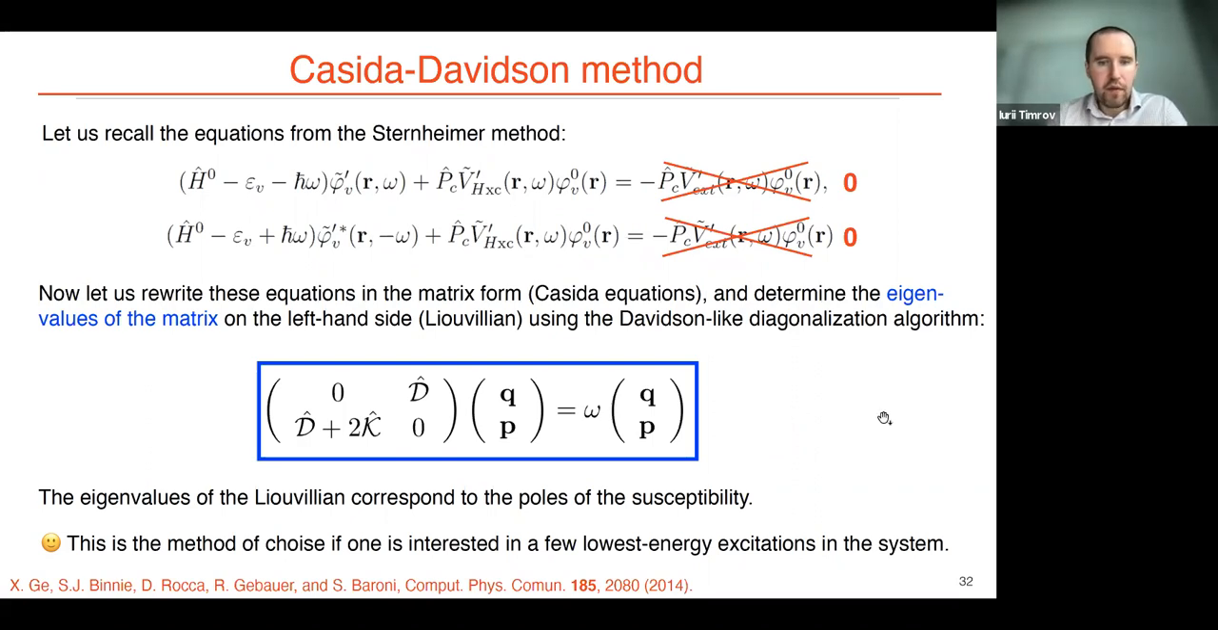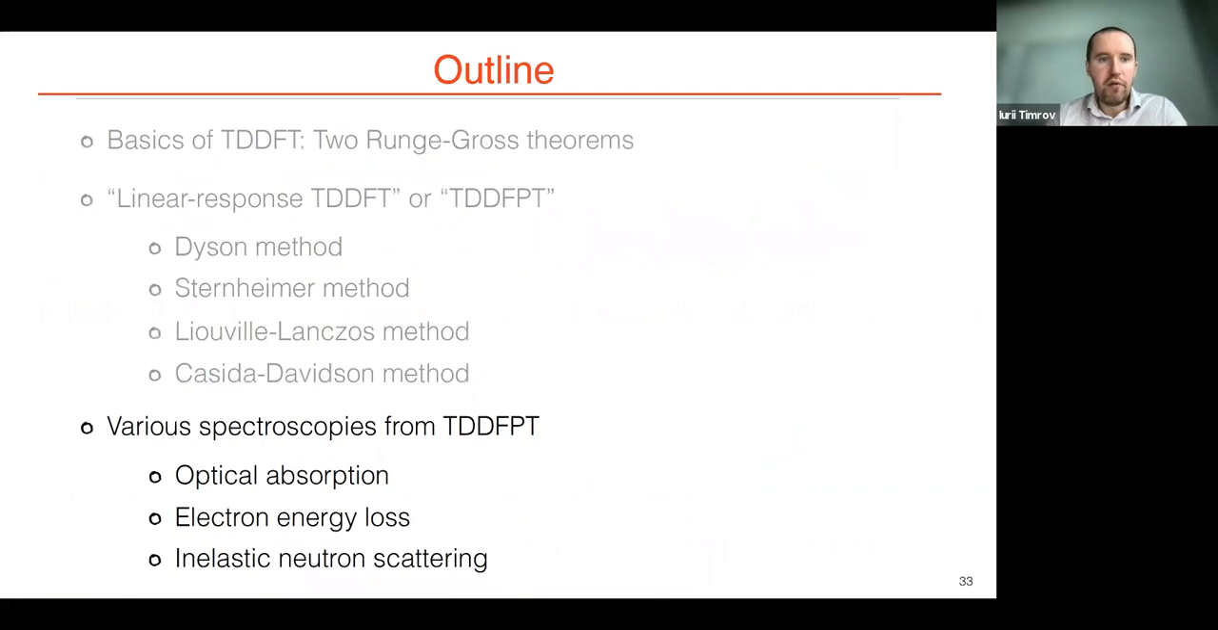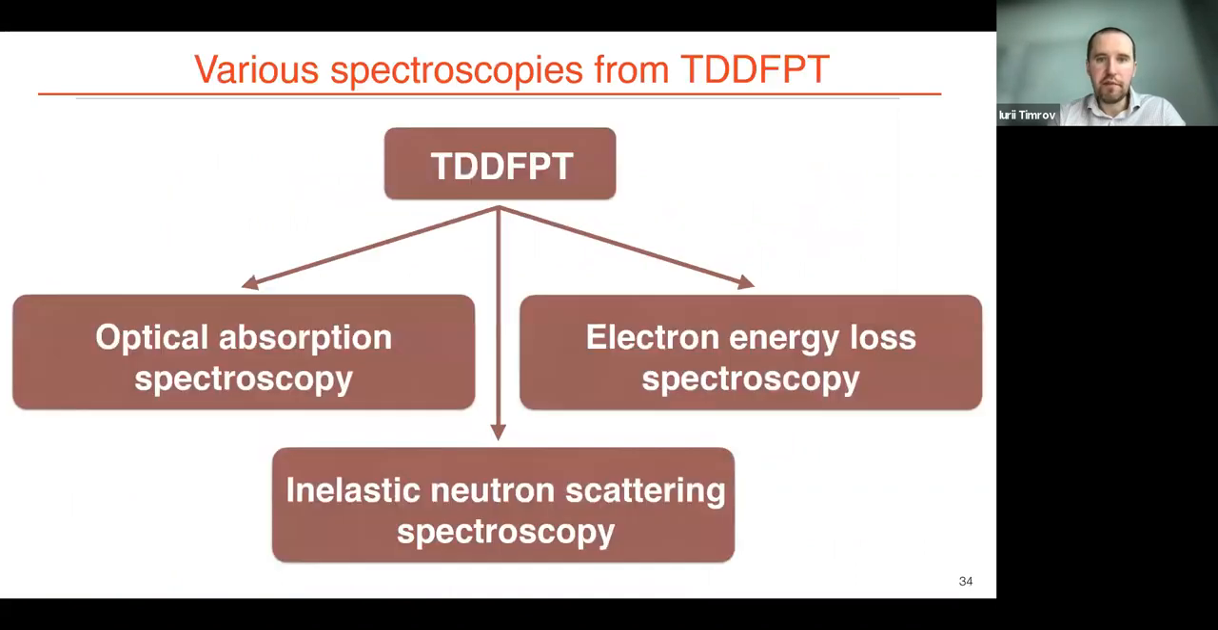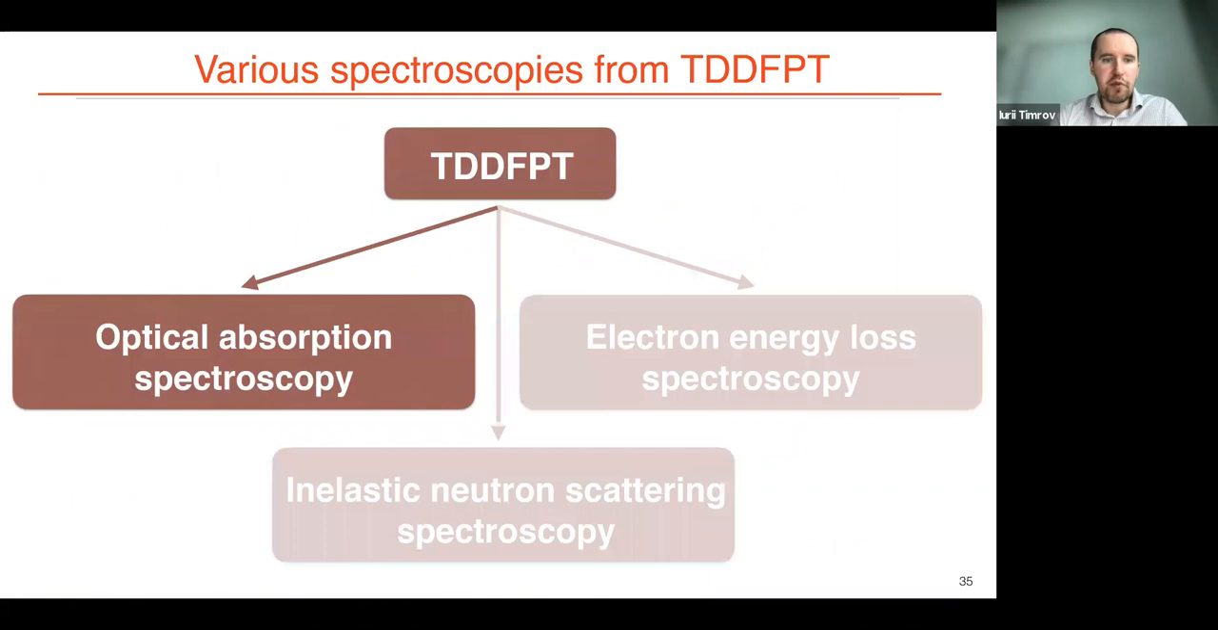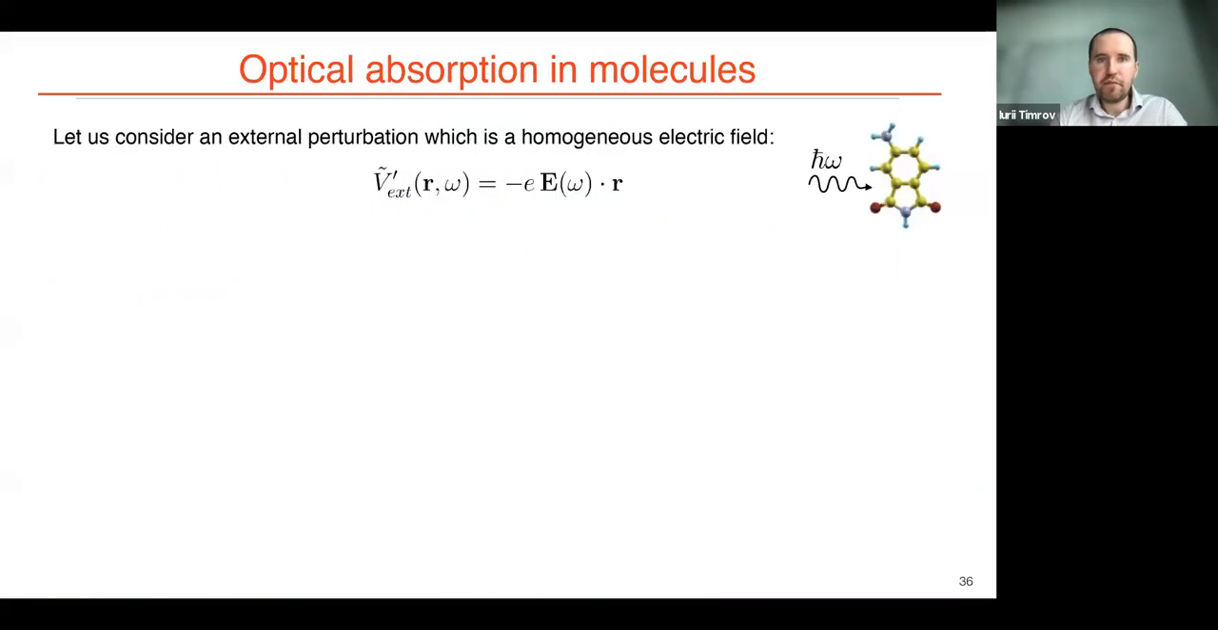All right. So this was the overview of 4 methods. And now let's discuss applications of these methods, in particular optical absorption, electron energy loss, and inelastic neutron scattering. So let's start with optical absorption.